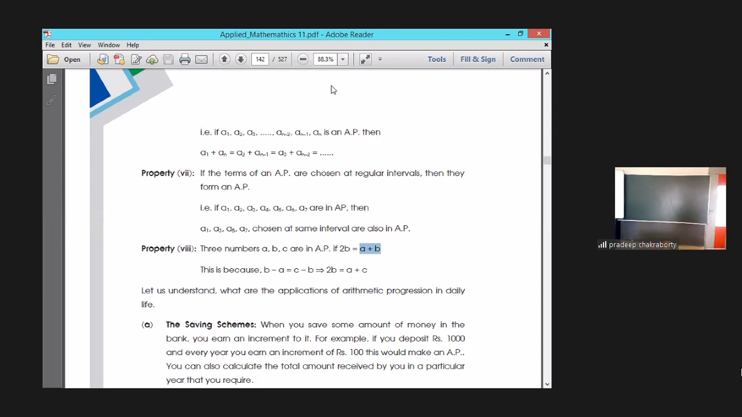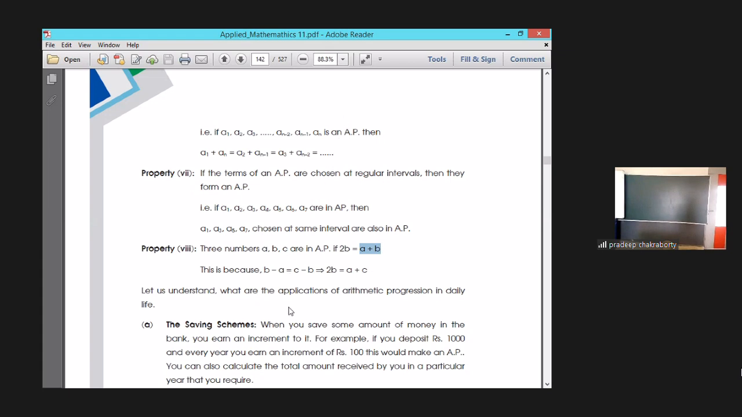So when A, B, C are in AP, we can write twice B equal to A plus C, and also B equal to A plus C upon 2. So this B is known as the arithmetic mean between the terms. If A, B, C are three consecutive terms in AP, we can say the middle term B is the arithmetic mean of these three consecutive terms. So B can be written as A plus C upon 2. Okay, so these are the last properties. So 8 properties. Now there are certain examples.